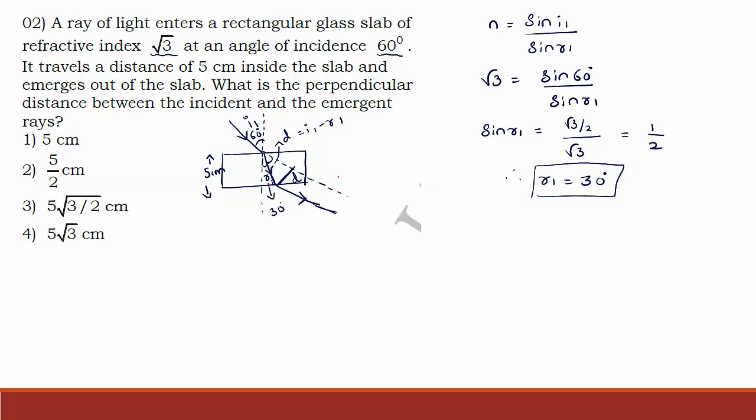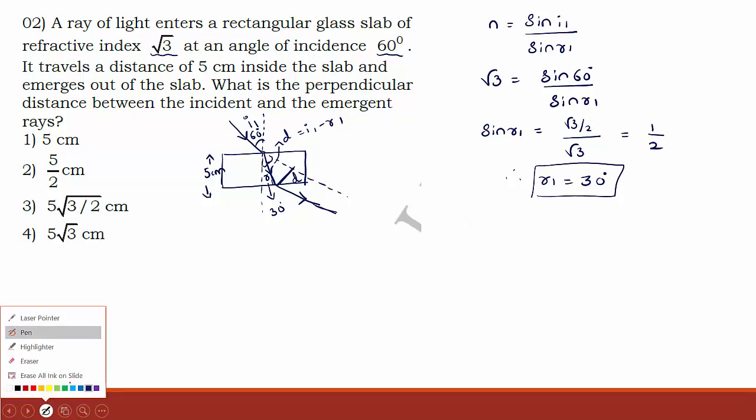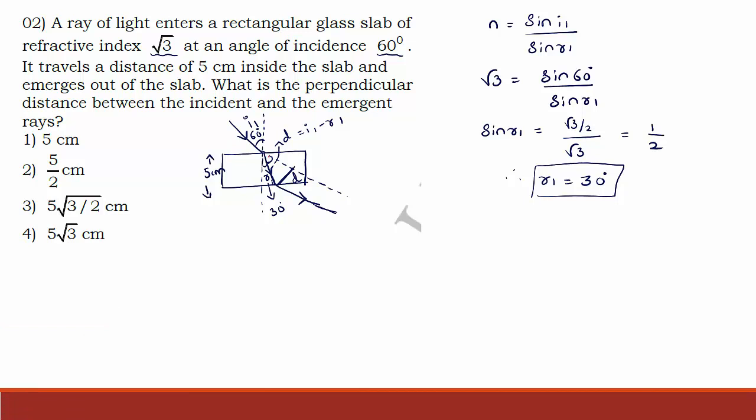Now again I am going to use Snell's law for the second surface. We have to find the perpendicular distance, that is D. So what is the equation for Snell's law? We know that sin I divided by sin R equals n. Here I am going to consider this triangle, you can observe it here.